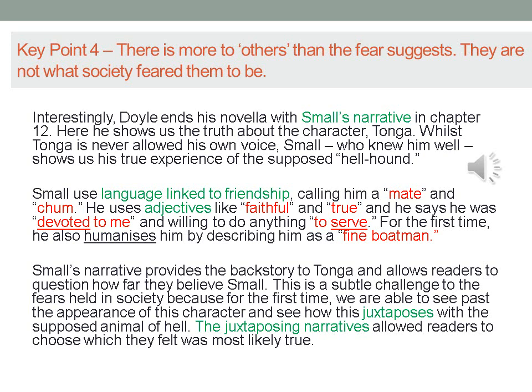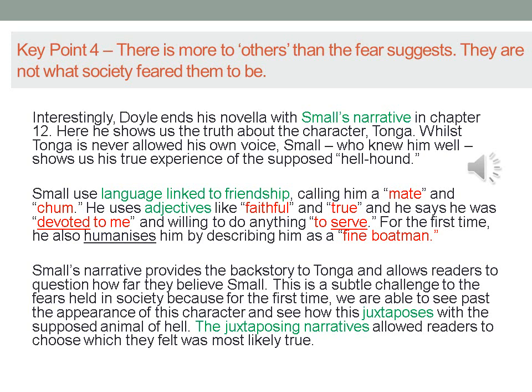At the very end, the novella ends with Jonathan Small's narrative, which is most of chapter 12. This is when Jonathan Small gets to tell us the truth about the character Tonga, and his experience of him as a man. He tells us his experience of the Sikh people and how they treated him, and a lot of the messages are unravelled here. Tonga is never allowed his own voice, but we hear his voice through Jonathan Small.